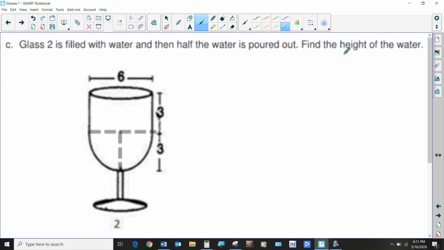I'm going to tell you right now, the height of the water after you pour off half of it is more than 3 centimeters. So don't say it's 3 centimeters and don't tell me it's less than 3 centimeters. Okay? All right. Good luck with that, and I will have all the answers for you tomorrow.